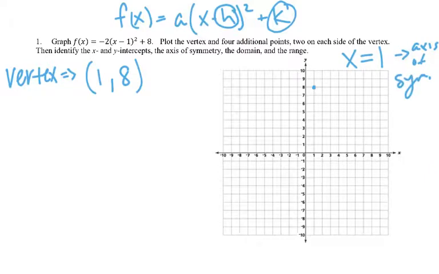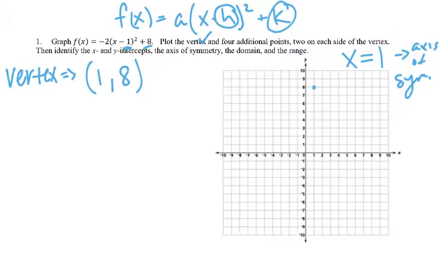Now in this prompt, we're told to graph f of x equals negative 2 times the quantity x minus 1 squared plus 8. That's where we got our h and our k from. Plot the vertex and 4 additional points. So we've already plotted our vertex. We need to get 4 additional points, 2 on each side of the vertex. So that means we need to find 2 values to the left of x equals 1 and 2 values to the right of x equals 1. So my suggestions are going to be do 0, negative 1, 2, and 3.